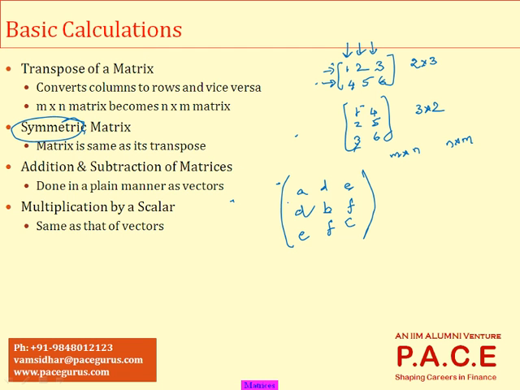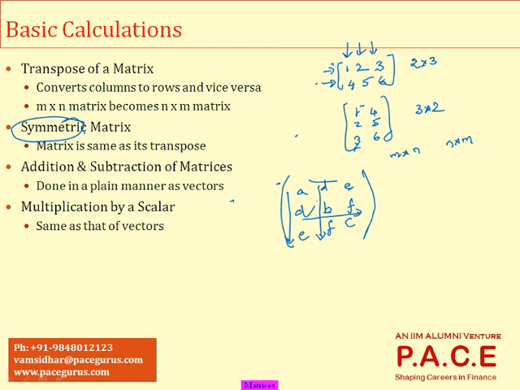Because you see, in the transposed matrix, this will become the first row, which is the same as the original matrix. This will be the second row, which is the same as the original matrix. So that kind of matrices are called symmetric matrices.